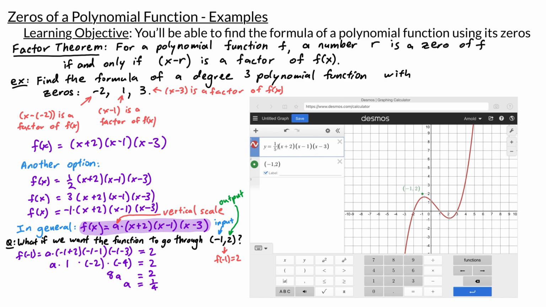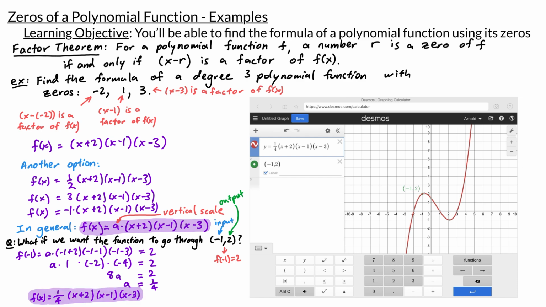Let's check this on our graph. Let's change that vertical scale. Instead of 1/5, let's change it to 1/4. And we see here that our graph now passes through the point -1, 2. So if we want a degree 3 polynomial function with zeros -2, 1, 3, and we want the polynomial to go through the point -1, 2, its formula would be f of x equals 1/4 times x plus 2 times x minus 1 times x minus 3.